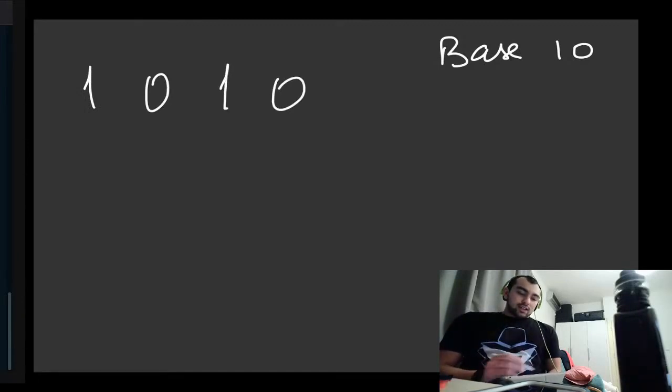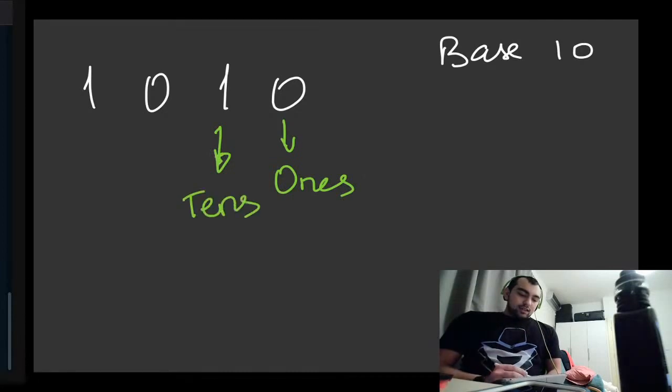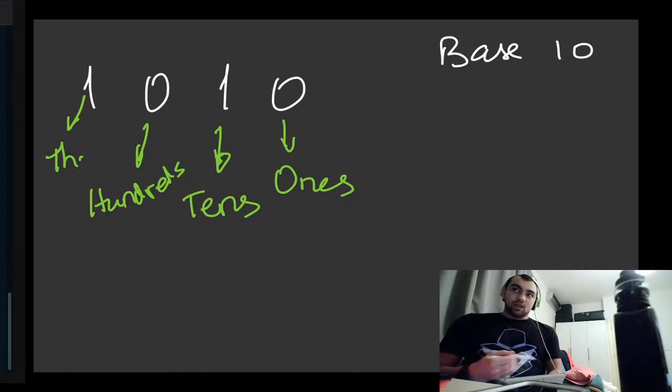You probably learned that this can be separated into, let's say this is the ones, this is the tens, this is the hundreds, and this is the thousands, right? Are you guys familiar with this? You probably learned this in high school. So you have the ones, the tens, the hundreds, and the thousands. And this makes sense, right? Because obviously this is the ones.